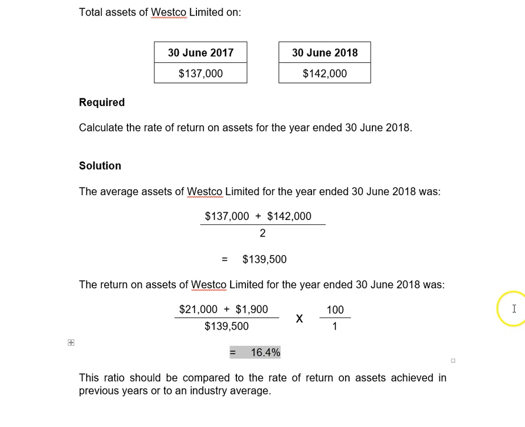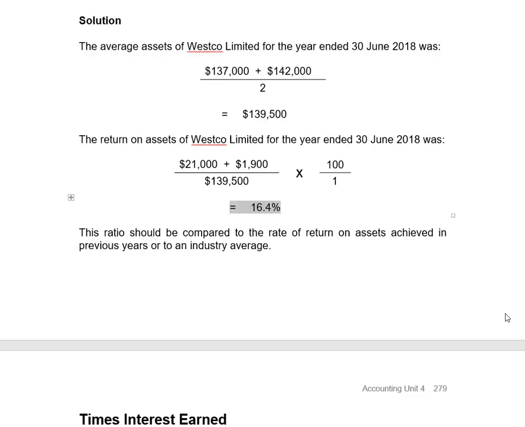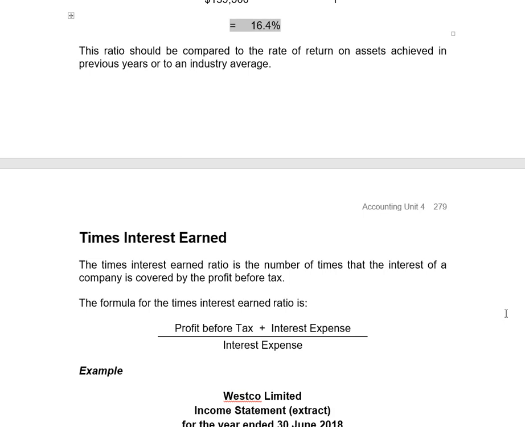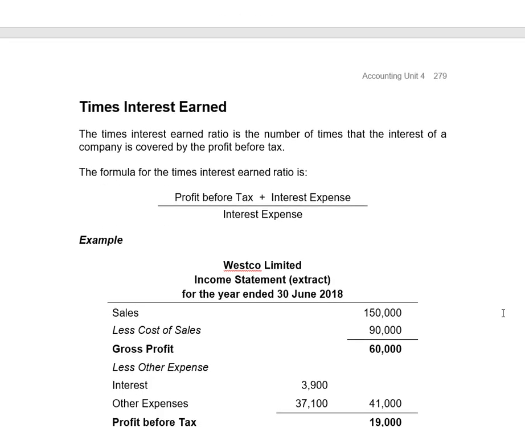You need to compare this to previous years, to an industry average, basically any means of comparison. But you generally want it to be higher, because that means that you are more efficiently using your assets to generate revenue. Now, let's go to the third ratio. The times interest earned ratio is basically reflecting the number of times that the interest of the company is covered by profit before tax.